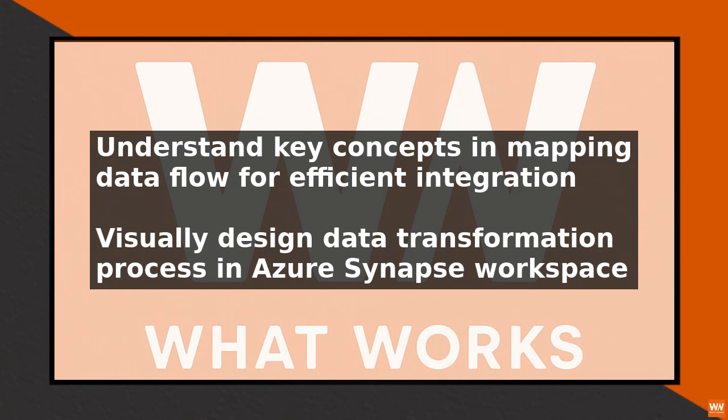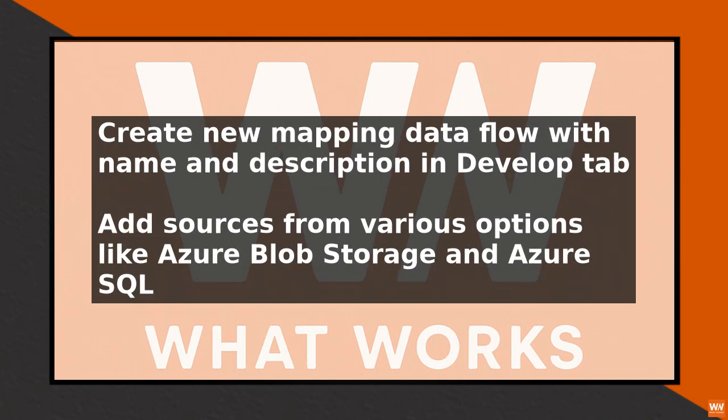The first step is to create a new mapping data flow, which can be done by navigating to the Azure Synapse workspace and clicking on the Develop tab. From there, select Mapping Data Flow and provide a name and description for the data flow. Once created, the next step is to add sources, which can be done by clicking on the Add Source button and selecting the desired data source.